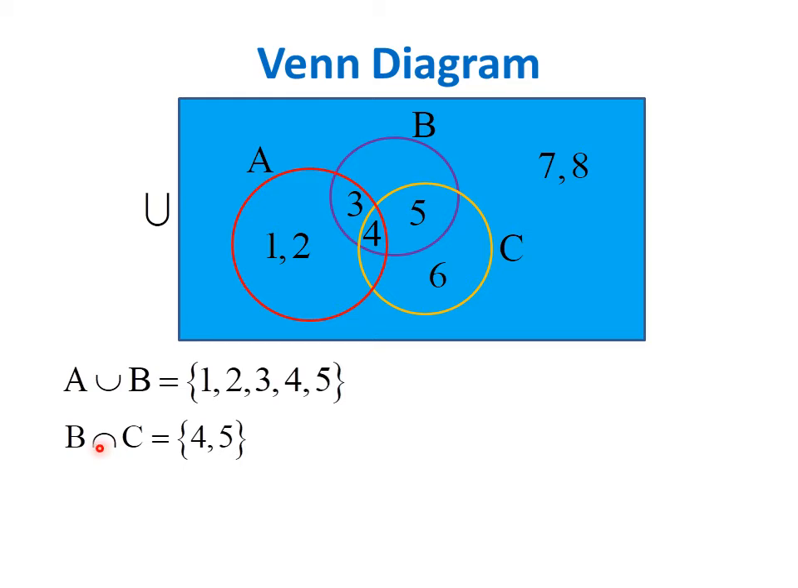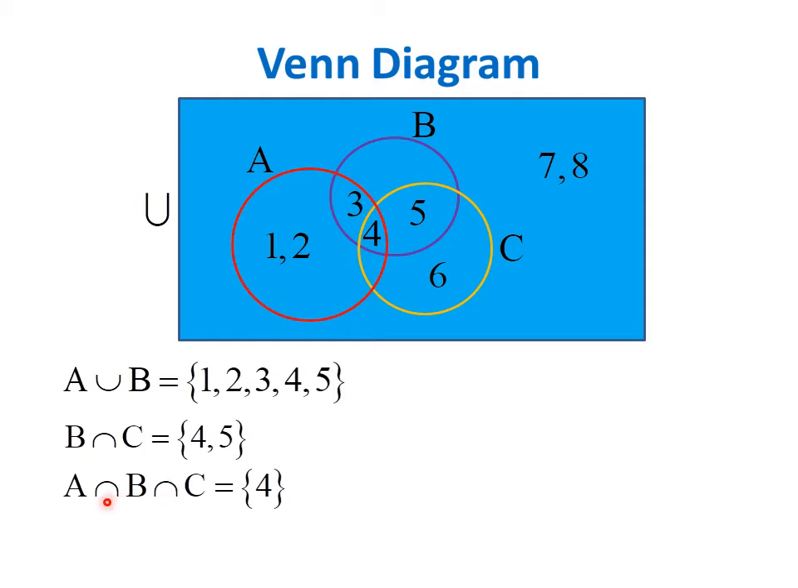How about the intersection of sets B and C? The intersection we know is the common elements. Okay, so the intersection of sets B and C is enclosed by the yellow circle and the purple circle. Inside that area, we only have 4 and 5. So the intersection is the set of 4 and 5.